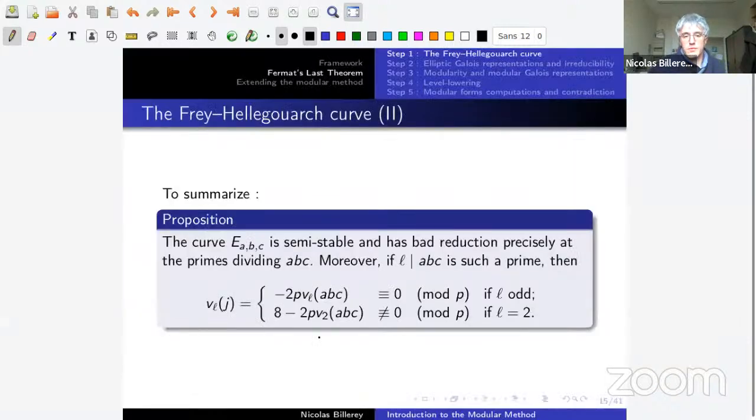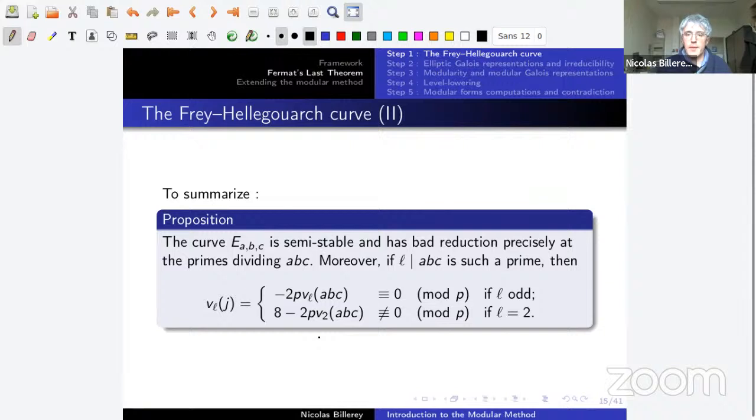Okay, so just to summarize, what's the situation? We have an elliptic curve over Q which is semistable. Semistable means that at every prime you either have good reduction or bad multiplicative reduction. There's no additive reduction. And you precisely have bad multiplicative reduction at the primes dividing abc. Moreover, if you look at the j-invariant, and you pick a prime l which divides abc, and you look at the valuation of the j-invariant, it's given by this formula here. What's important to notice is that if l is odd, then the valuation of the j-invariant is divisible by p. And when l is 2, it's not divisible by p. That's all we have to keep in mind.